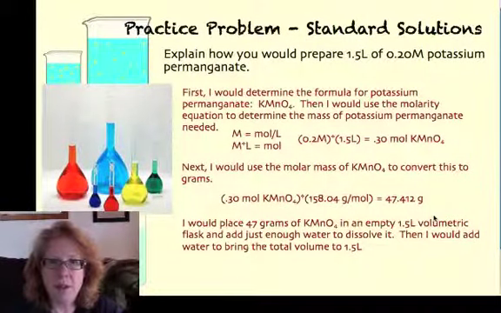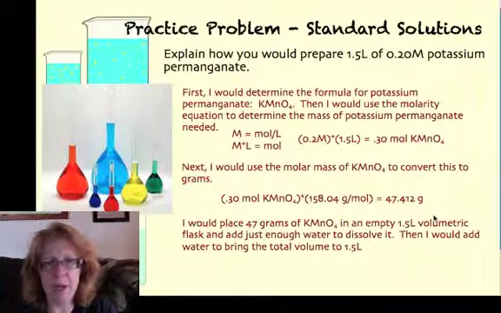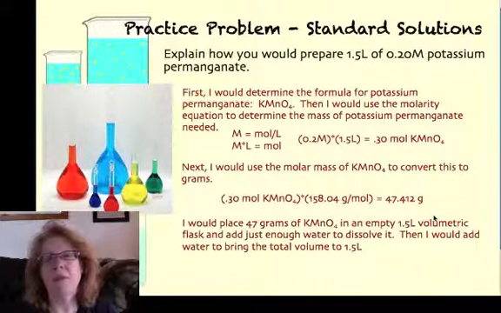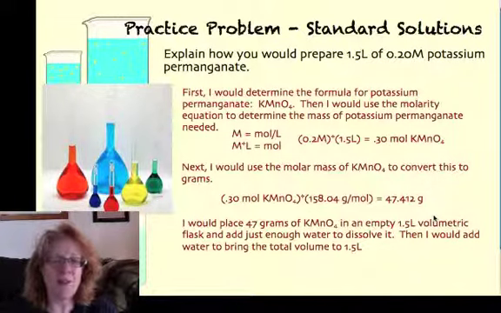Okay, so here is your solution. How do you prepare 1.5 liters of a 0.2 molar potassium permanganate solution? Well, first is the math part. You got to figure out what potassium permanganate actually is. The formula for that is KMnO4.